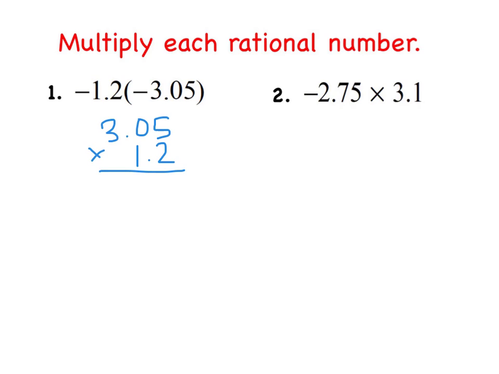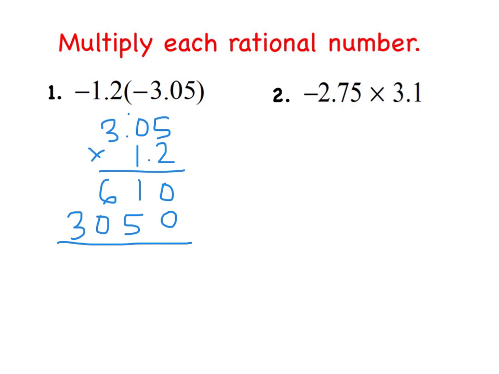Alright, so I have 3.05 multiplied by 1.2. I lined up the numbers by the last place value. Then I'm going to multiply like normal. 2 times 5 is 10, so I'm going to carry a 1. 2 times 0 is 0, but then I have that 1. 2 times 3 is 6. Then I put in a 0 as I move over to the next place value, which is 1. And as you might have already guessed, 1 times anything is itself, so I could just write 305 there.